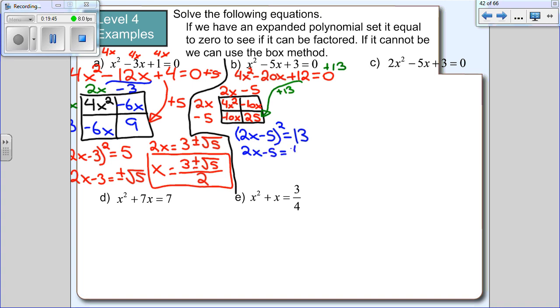You then need to add 5 before you can divide by 2. And your final step is divide it all by 2. So you get x equals 5 plus or minus root 13 divided by 2. Those are the solutions to that quadratic. They are what would make that quadratic equal 0.